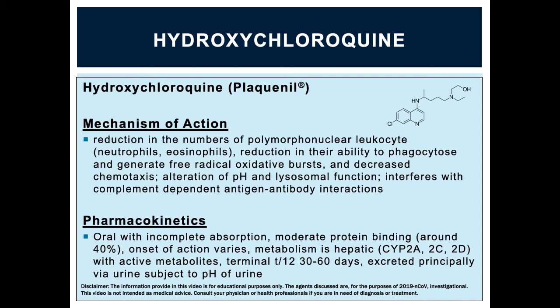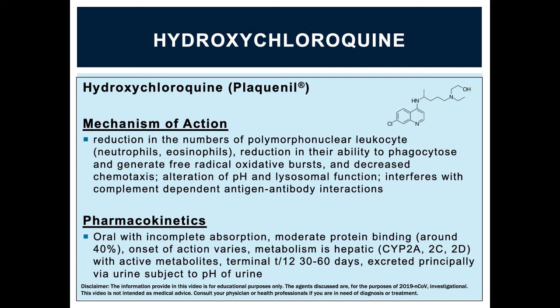The pharmacokinetics for hydroxychloroquine are quite complex. It's administered orally and is incompletely absorbed. It also exhibits moderate protein binding, about 40%. The onset of action varies greatly depending on the therapeutic use. For example, in the case of rheumatic diseases, such as rheumatoid arthritis, its onset of action can range from weeks up to 6 months for full efficacy to be reached.